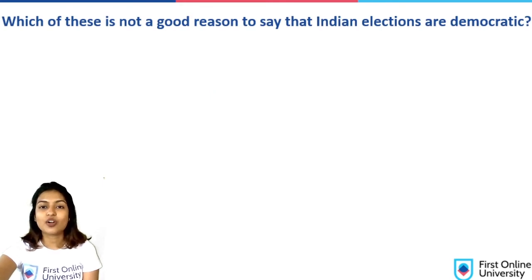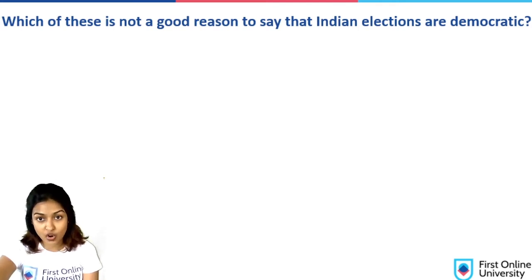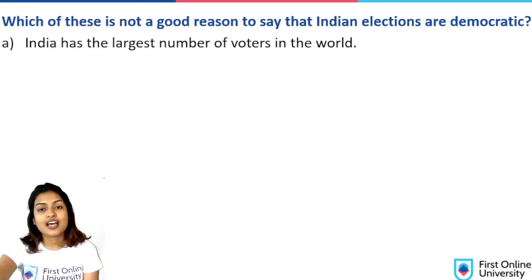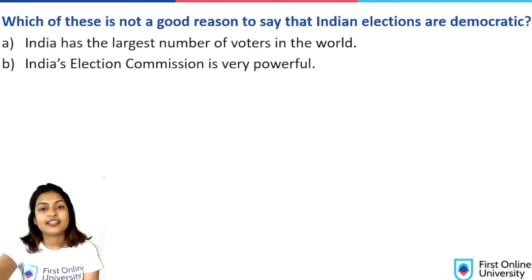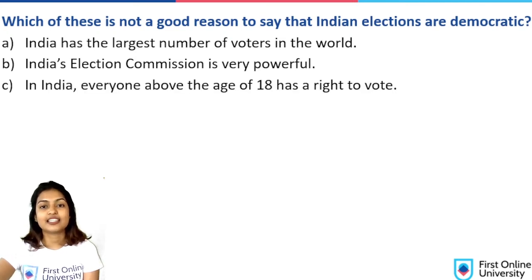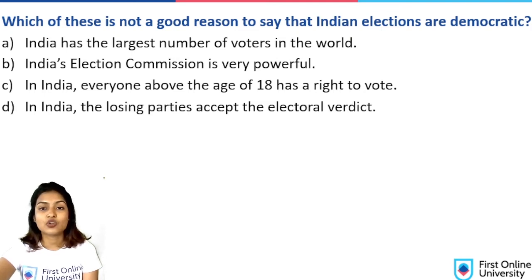Which of these is not a good reason to say that Indian elections are democratic? You should understand we are looking for a reason which is, there is a "not" statement here, so you should be very, very cautious. A. India has the largest number of voters in the world. B. India's election commission is very powerful. C. In India, everyone above the age of 18 has a right to vote. D. In India, the losing parties accept the electoral verdict. So let us see which of these is not a good reason to say that Indian elections are democratic.